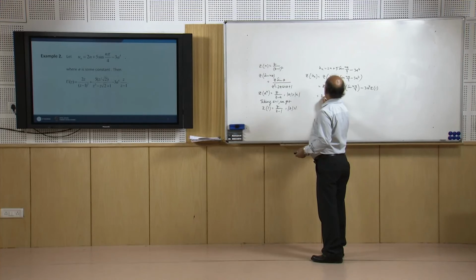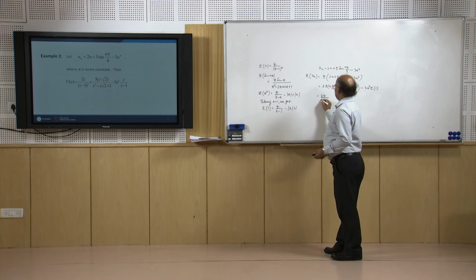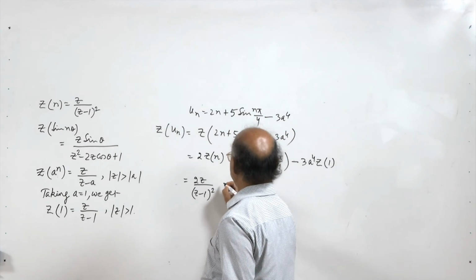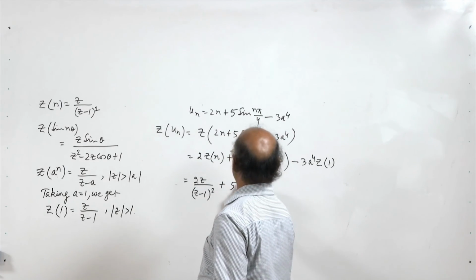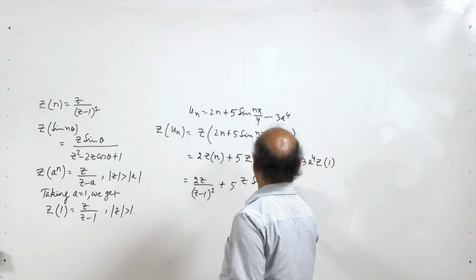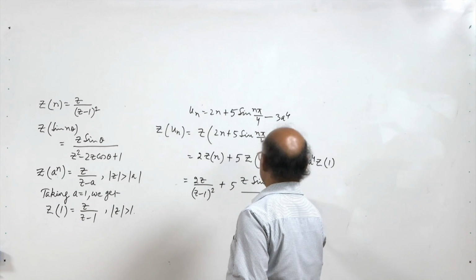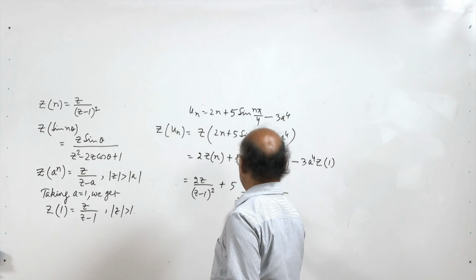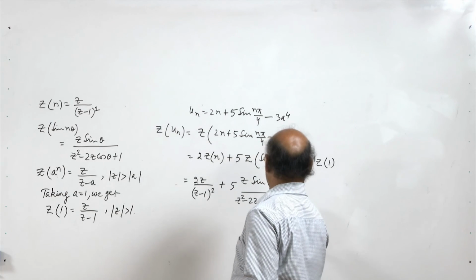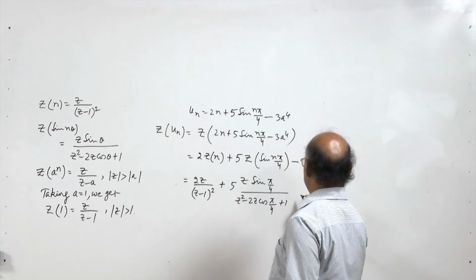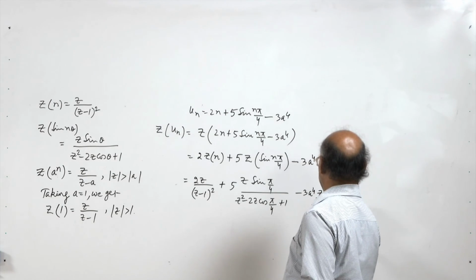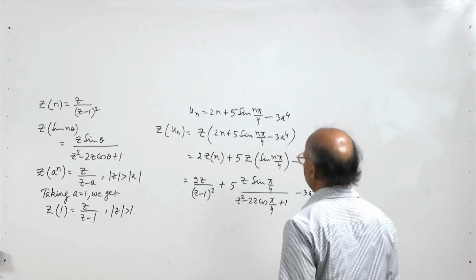So 2 times z over (z minus 1) whole square and then 5 times z sin theta, where theta is pi by 4 here, divided by z square minus 2z cos pi by 4 plus 1, and then minus 3a to the power 4 times z over (z minus 1).